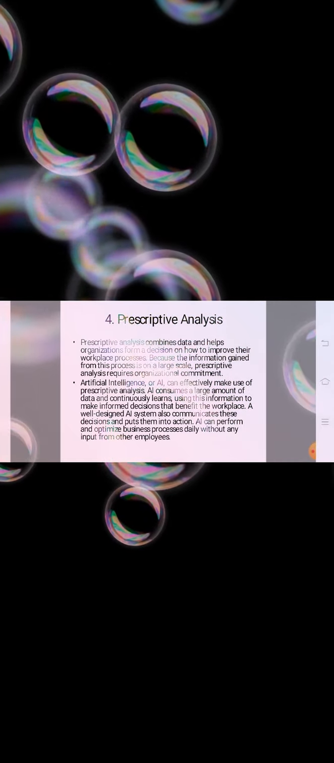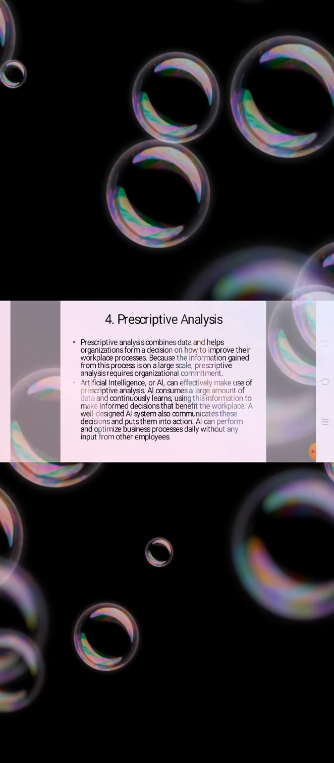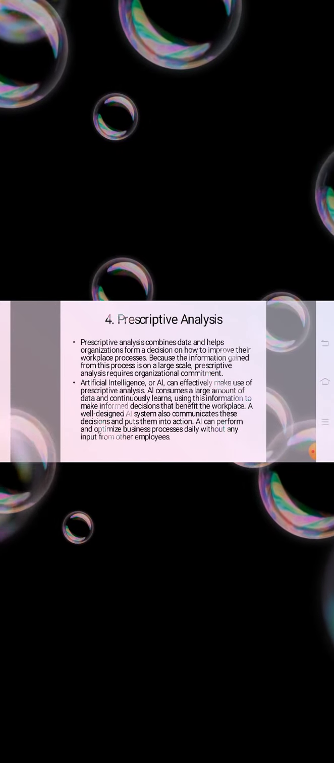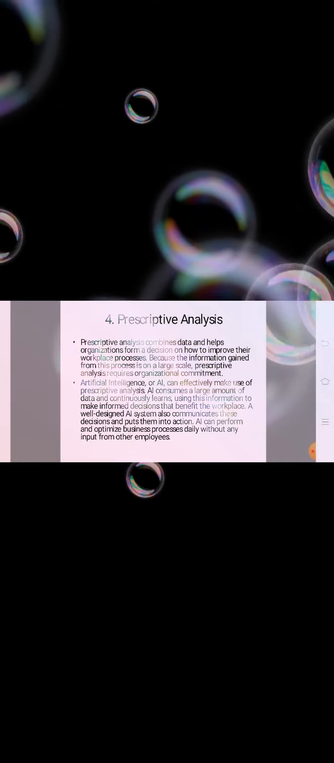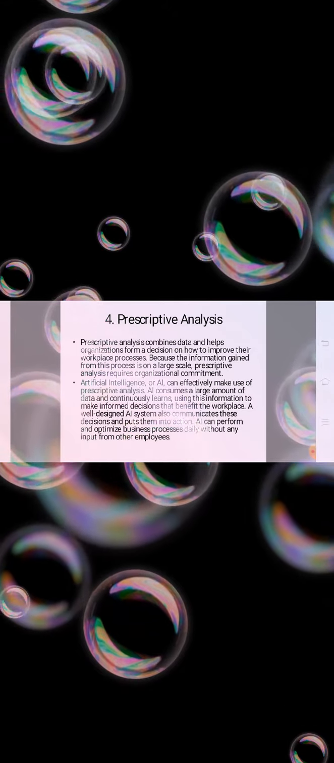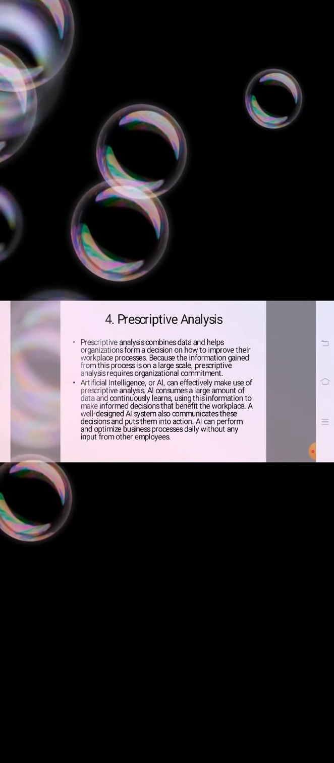Artificial intelligence or AI can effectively make use of prescriptive analysis. AI consumes a large amount of data and continuously learns, using this information to make informed decisions that benefit the workplace. A well designed artificial intelligence system also communicates these decisions and puts them into action. Artificial intelligence can perform and optimize business processes daily without input from other employees.